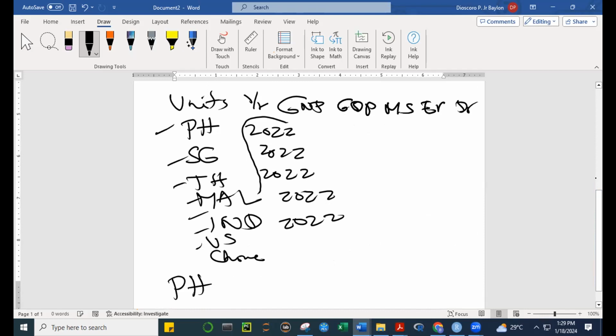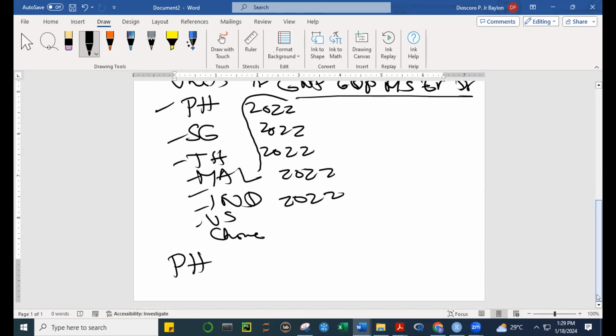Ano gusto mo tingnan sa Philippines? Well, the same, no? GNP, GDP, money supply, etc. Employment rate, death rate. Okay. So you have those same variables, but yung year natin is, okay, so let's suppose from 1970 hanggang 2022. Okay. So what type of data is this? This is what we call a time series data.